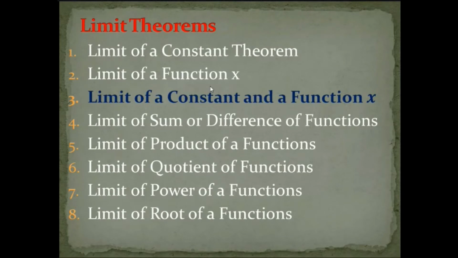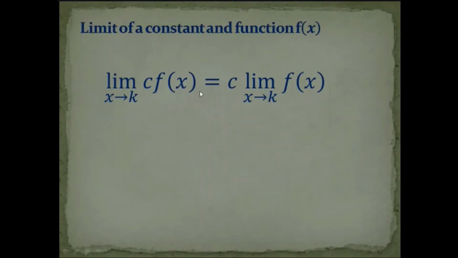Okay, next, proceed tayo sa pangatlo. Okay, for number 3, limit of a constant and a function x. Ano ba ibig sabihin yun? Ito po yun, yung definition niya. Limit of constant times f of x as x approaches k. So yung letter C, yung constant, minove forward. So siya ay magiging c times the limit of f of x as x approaches k.